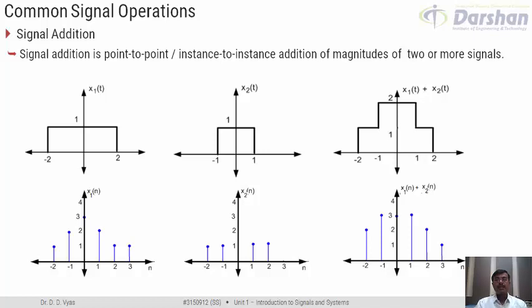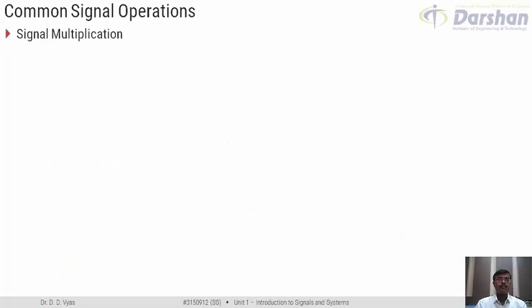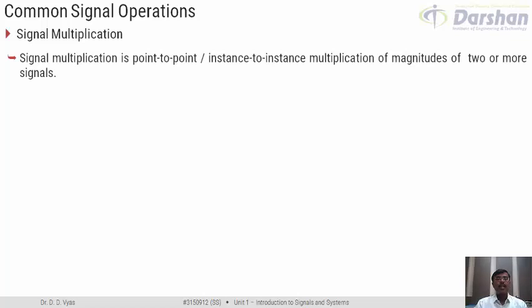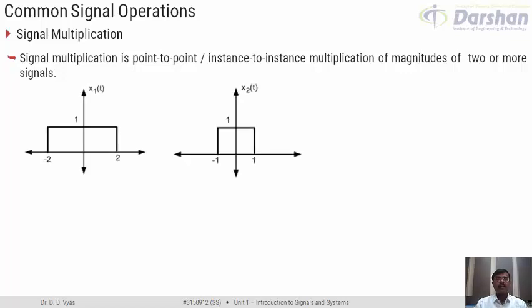Similar to signal addition, let us try to see the next operation, which is signal multiplication. Similar to signal addition, signal multiplication is also multiplication of magnitudes of two or more signals, point to point or instance to instance. Yes, let us try to take an example to understand this better. We take the same signals x1 and x2 as we have taken for signal addition, and now we try to do multiplication.